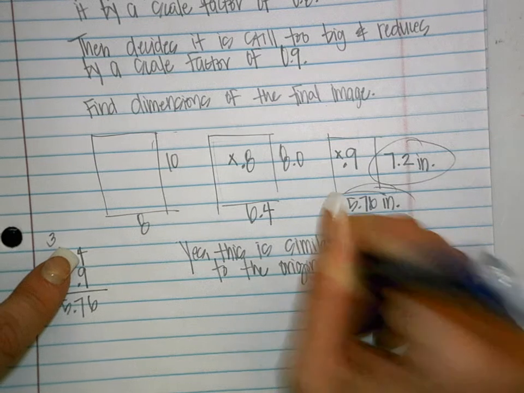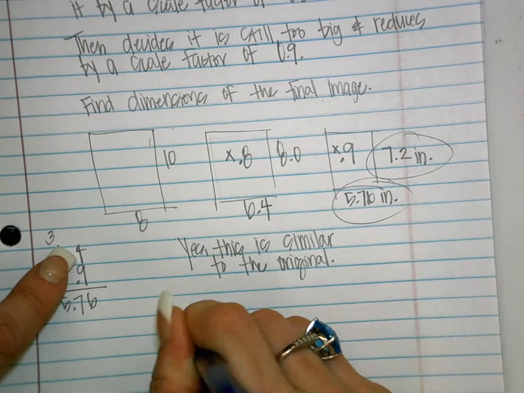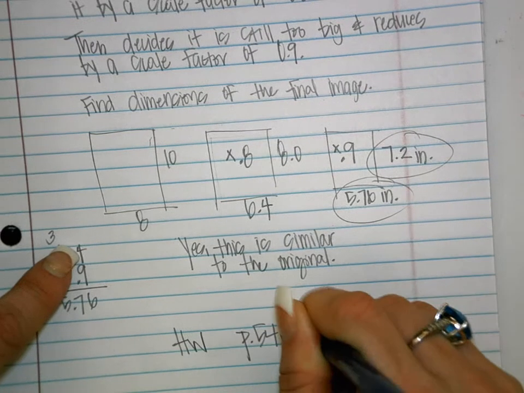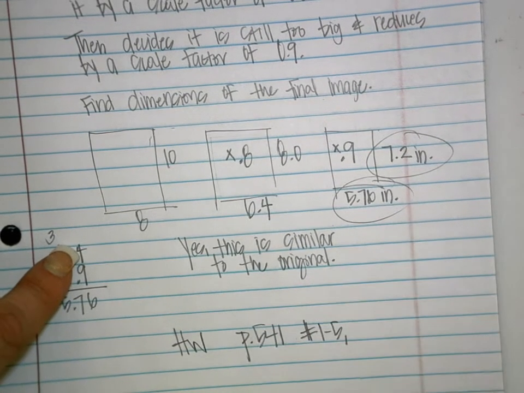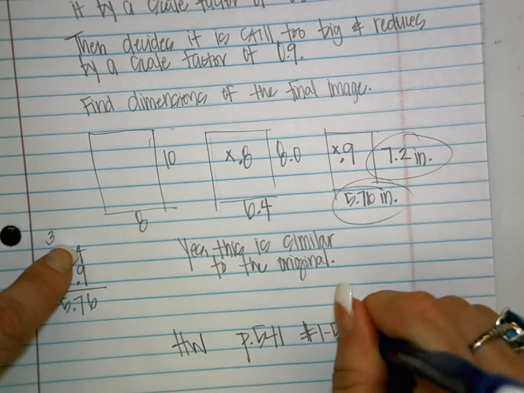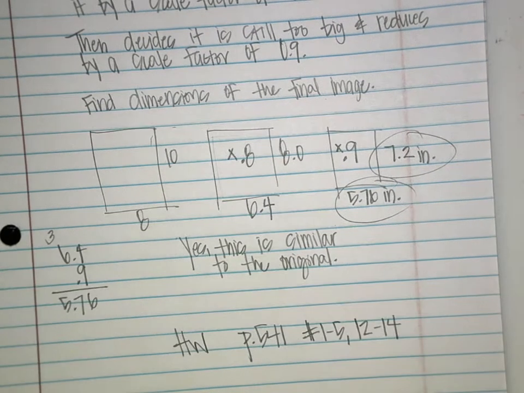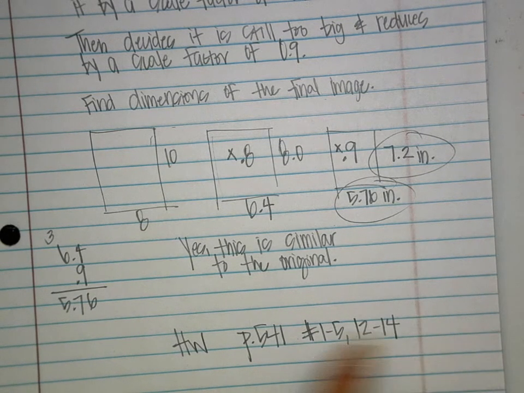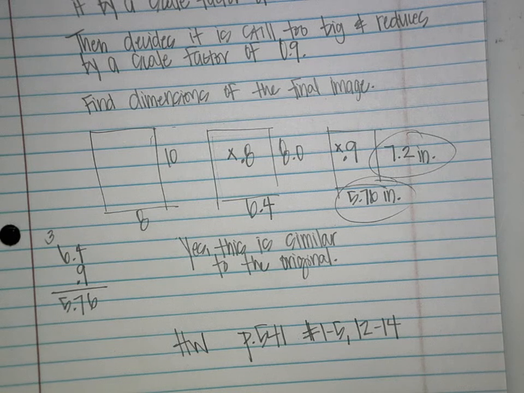Okay, your homework is going to be on page 541, and you're doing numbers 1 through 5 and 12 through 14. You guys are going to have a test on this pretty soon, so make sure that you are understanding this. You have plenty of time to be working right now.